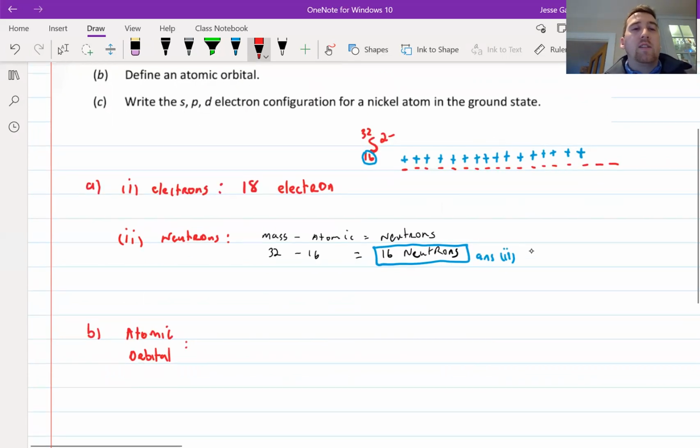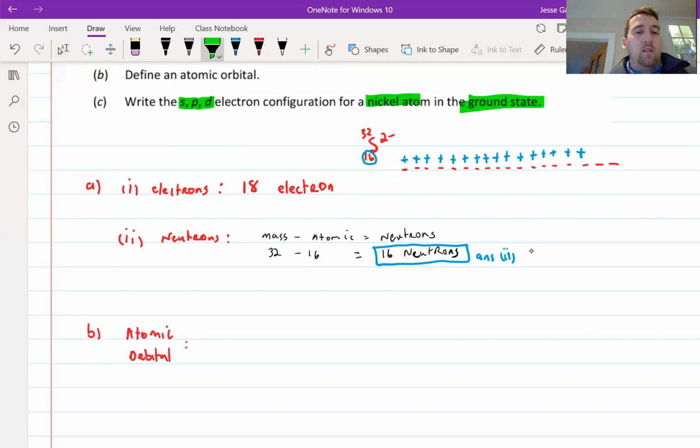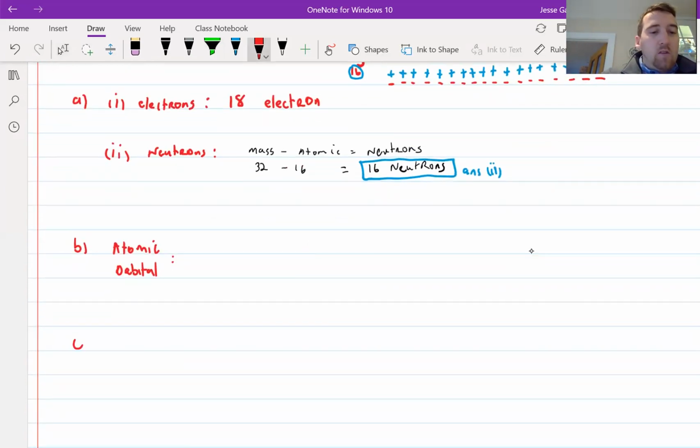All right, part C, write the SPD electronic configuration of a nickel atom in its ground state. So this is nickel, not an ion, just a ground state nickel atom. If you know how to do that, pause the video and start doing it now. Okay, if you're still not sure how to do it and you're still listening for help, well, then the first thing that you're going to need to do is find out how many electrons nickel has. So pause the video, go to the periodic table, find out how many electrons nickel has.